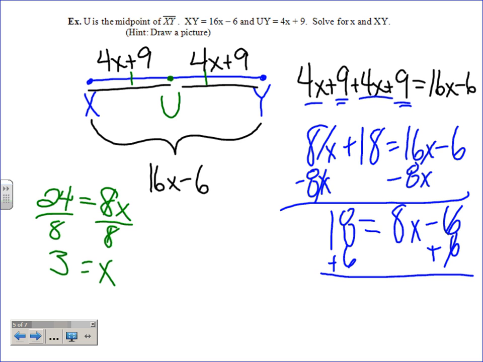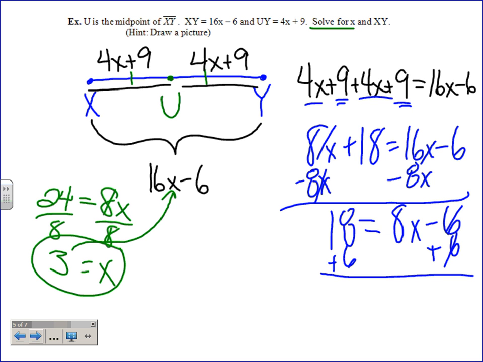Now remember, in geometry, you have to decide, do I even have to find x? Do they even care? Well, yes. Solve for x. Is that all they want? No. XY is what they would like. So it would probably be smart to substitute it in here if they want XY. You might want to substitute it in everywhere just to make sure that it works out.